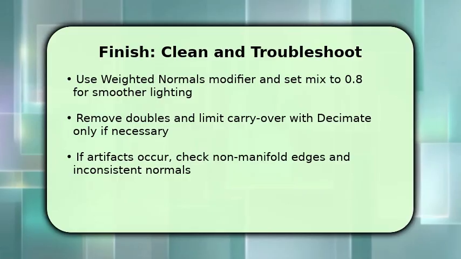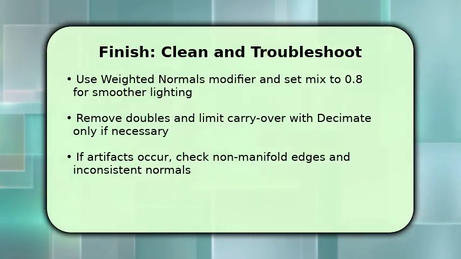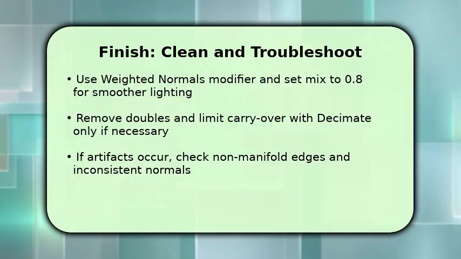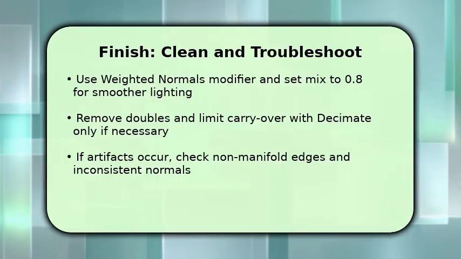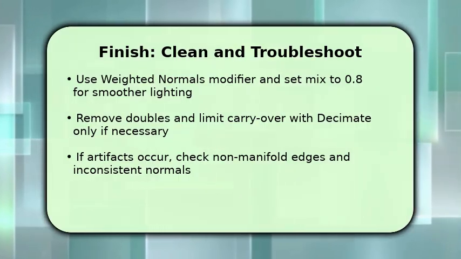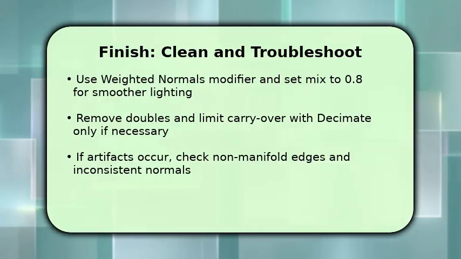Add a weighted normals modifier set around 0.8 to unify vertex normals, which improves highlight consistency on beveled edges. Then remove duplicate vertices and run a quick mesh cleanup. Only use decimate if you must reduce poly count because it can ruin bevel profiles.